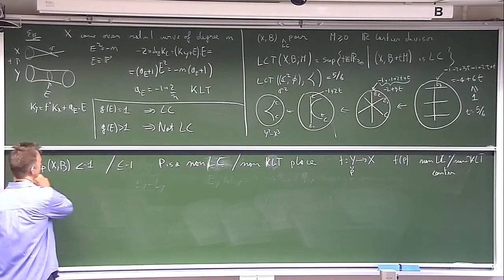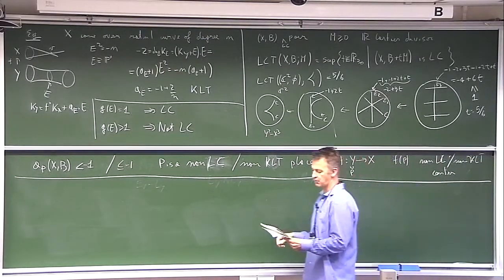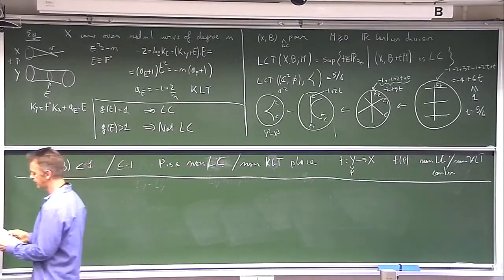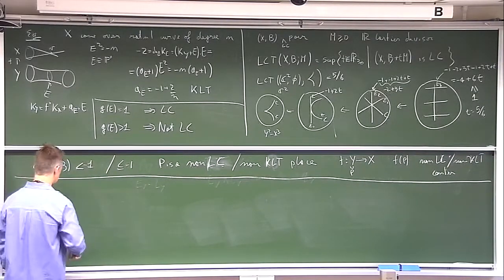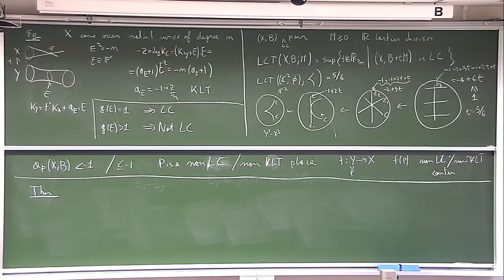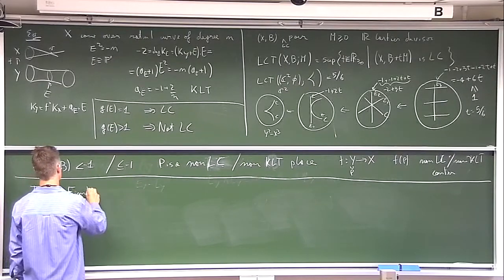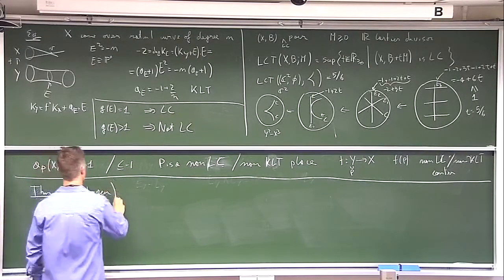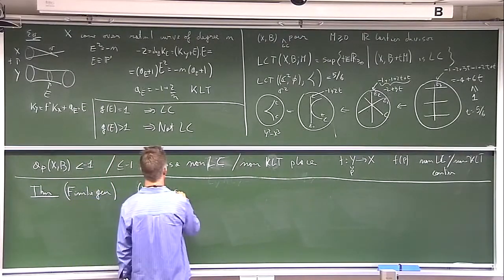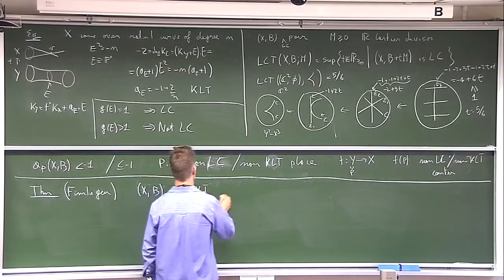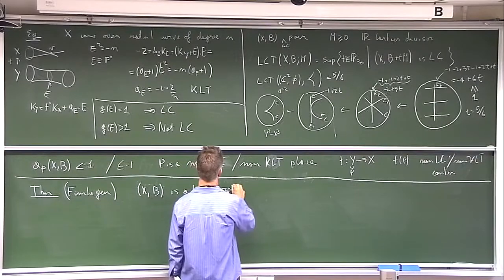Okay, so now with this notation, I can state a more precise version of the theorem on finite generation that I mentioned the other day. Again, this theorem is due to Birkar-Cascini-Hacon-McKernan, and also to Siu. So this is finite generation of the canonical ring. Suppose that (X, B) is a KLT pair. I should say projective pair, let's say.